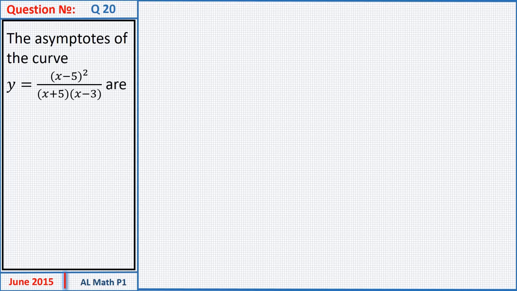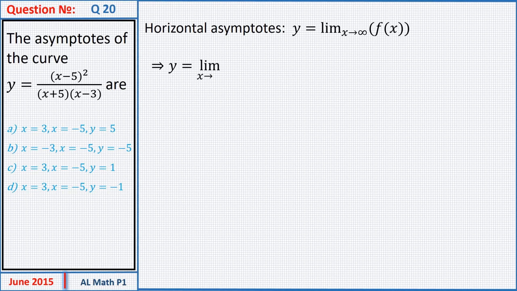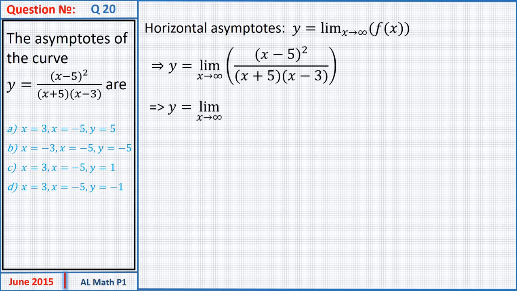Question 20 says that the asymptote of the curve y equals this is. So okay, to get the asymptote, we have two types of asymptotes: the horizontal asymptote and the vertical asymptote. For the horizontal asymptote, it is the limit as x tends to infinity of what? f of x. So we take our f of x, which in this case is y. We look for the limit as x tends to what? Infinity. So we open the brackets and simplify. We have x squared minus 10x plus 25 on x squared plus 2x minus 15.